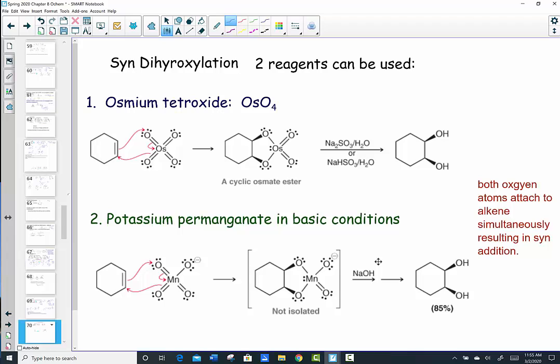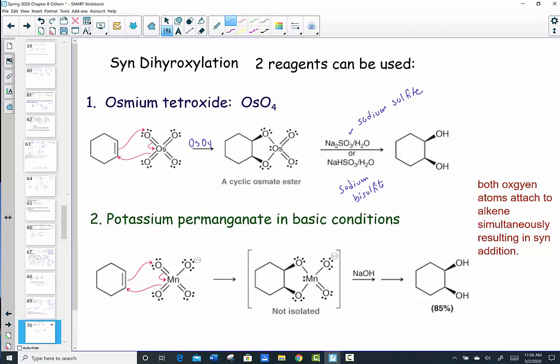So in the first step, you would see osmium tetroxide, OsO4, sitting on the arrow here, and then you'd have a workup of sodium sulfite or sodium bisulfite. And across there, we add syn addition, so both hydroxyl groups come out as dashes or both will come out as wedges.